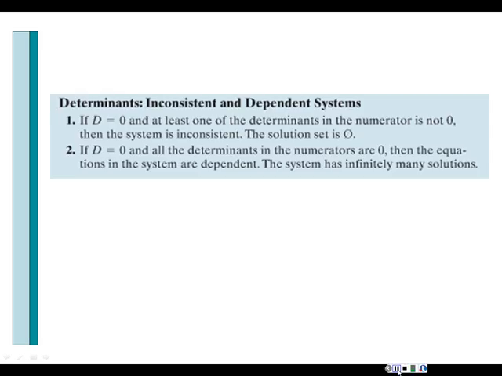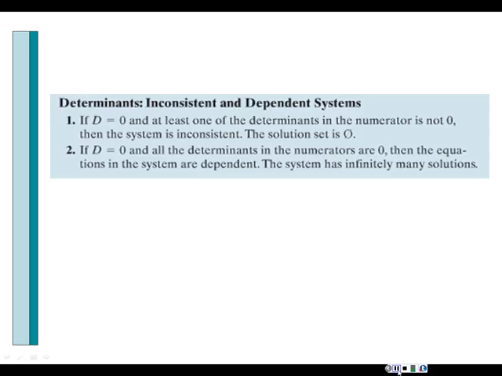Now, what does it mean? It means that there is no such x, y, and z for which all 3 equations can be satisfied. There are cases. In those cases, what happens? Let's say you have such a system of linear equations, and you are trying to solve it using Cramer's rule. Now, what you will see is the determinant, the D, will be 0.